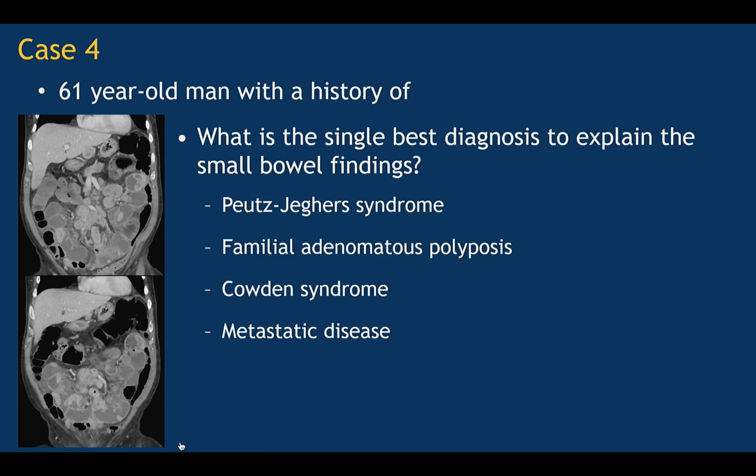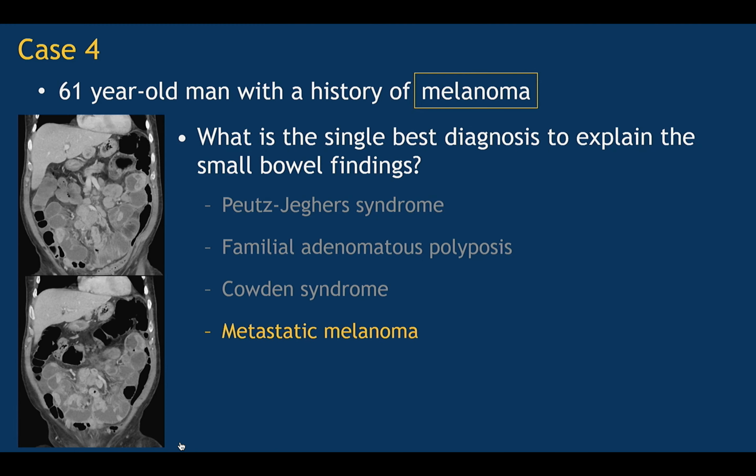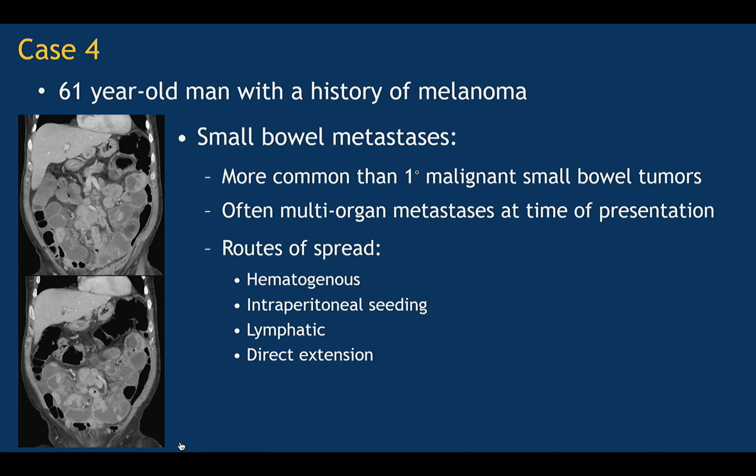I'm going to give you the history now, which is a history of melanoma, so it makes the answer much more obvious. This was a case of metastatic melanoma involving not only the small bowel, but solid organs and lymph nodes. Small bowel metastases are much more common than primary malignant small bowel tumors. There are often multi-organ metastases at the time of presentation, which was the case in the example I showed. There are 4 routes of spread to the small bowel: hematogenous, intraperitoneal seeding, lymphatic, and direct extension.